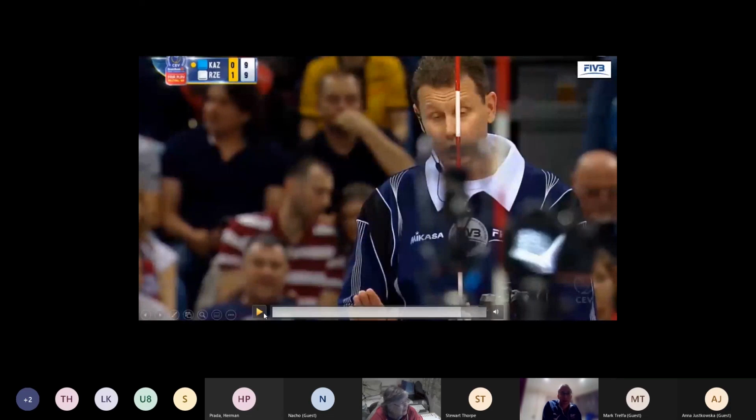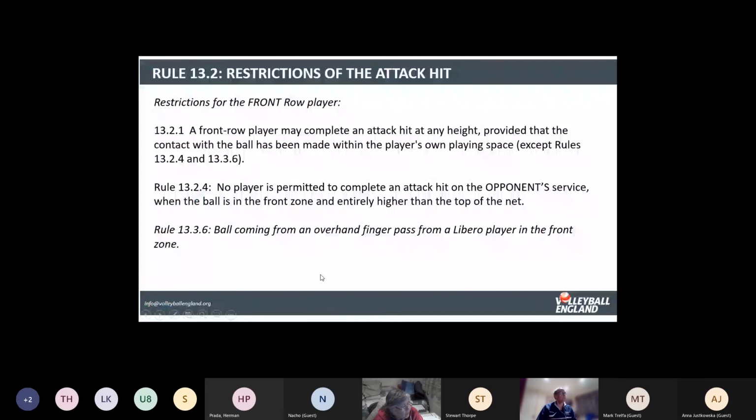Now, I'm not going to show the vast numbers of videos of people executing attack hits, because I'm sure that most of us have seen enough attack hits in our volleyball career to know what most of them look like. But the play around the net is very important. Particularly when you're looking at the back row, you need to understand that any ball which is directed towards the opponents that would cross the vertical plane of the net can be considered to be an attack hit. And you've got to understand which way the ball is going in order to determine whether it is an attack hit or not. So let's move on.